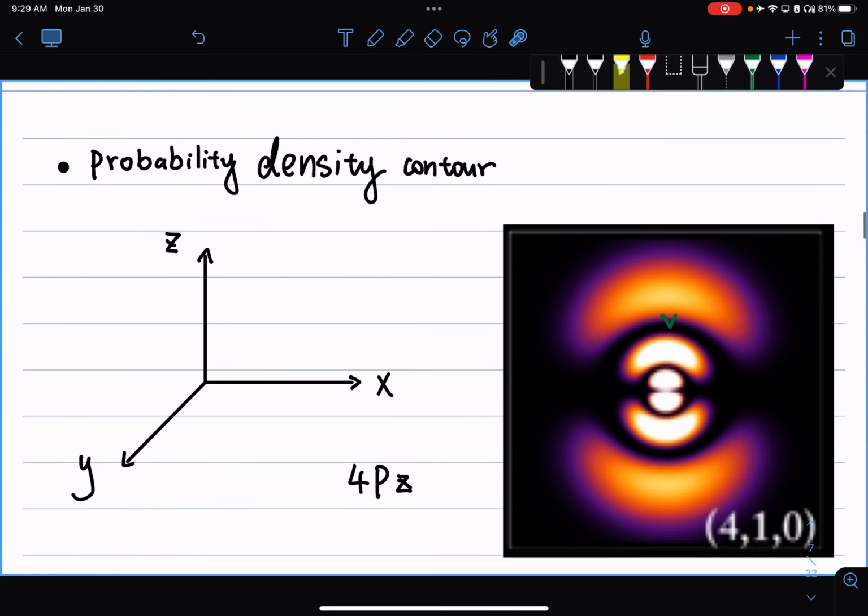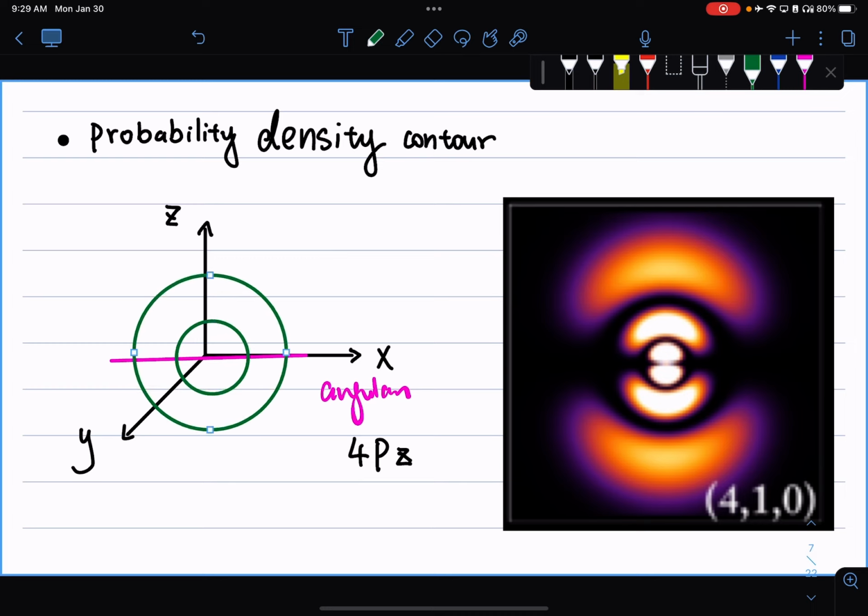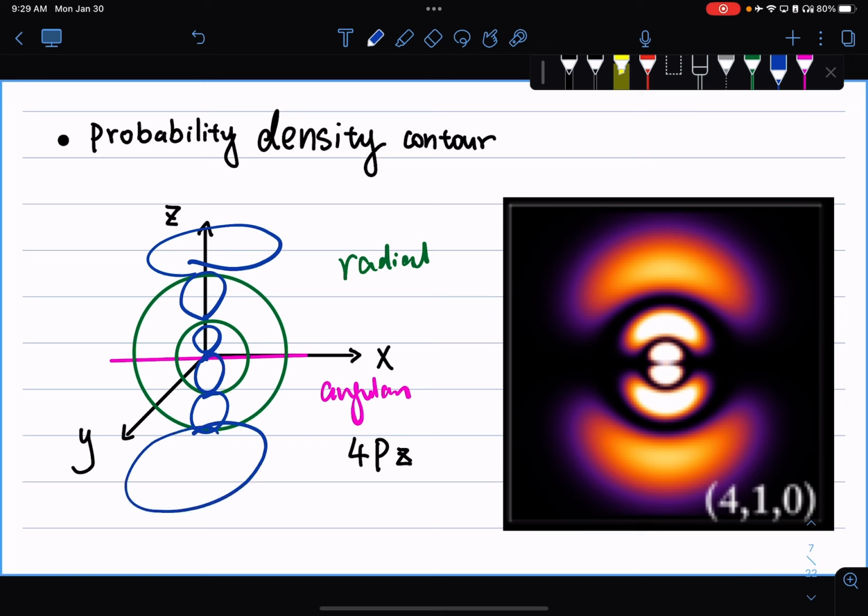So let's look at it together here. I put a real picture on the right, but we can draw it the same way. We have the angular node in the middle, and then we have two circles representing the radial nodes. And then we draw our dumbbells alongside each other. Right, so it's the same idea. Here we likewise have two radial nodes and one angular node.